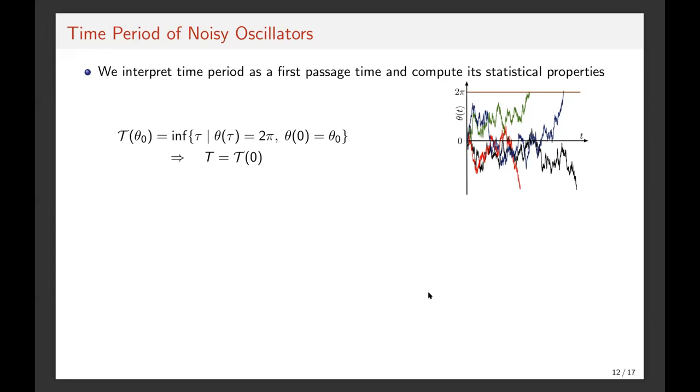So here, this is the general definition, T of theta zero is the infimum time for a trajectory which starts from theta zero and reaches 2 pi. So if you start from zero, what is the infimum time to reach 2 pi? This gives the time period of our noisy oscillator. And here is just a graph which shows that if you start from zero, there will be a different sample path. And what is the first time that a sample path hits the boundary 2 pi.